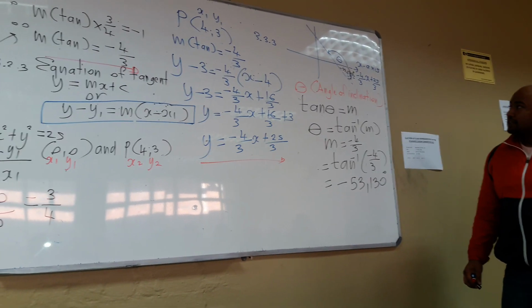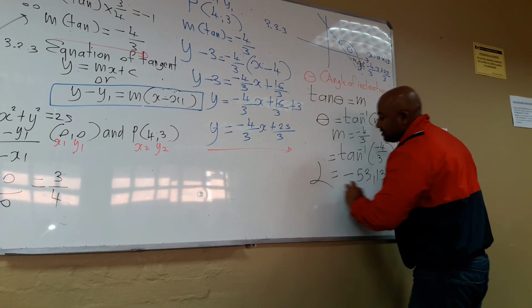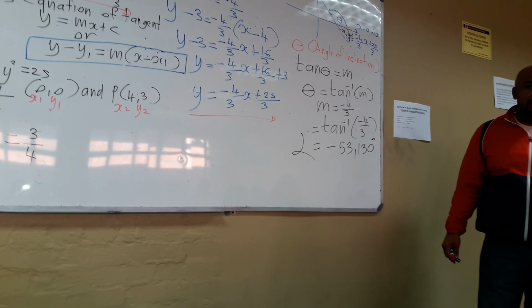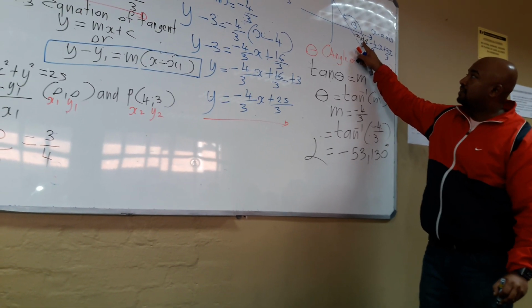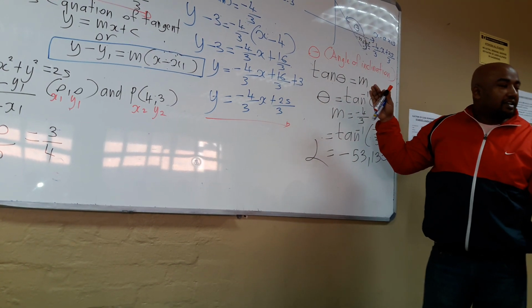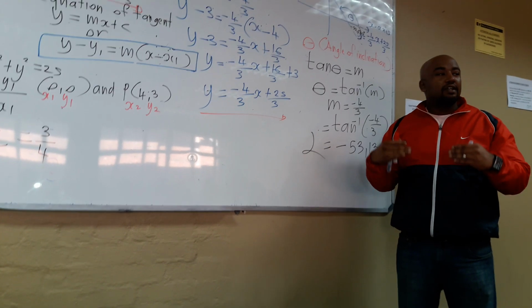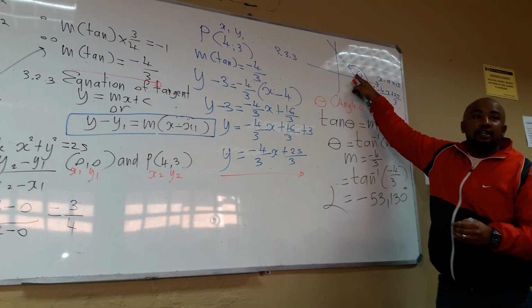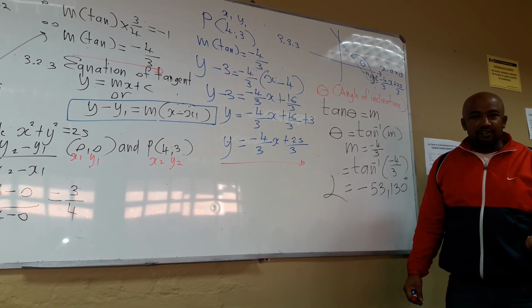Okay. So let's call this one alpha. This is not the theta that we are looking for. Can you see that? We are getting minus 53,130. But we know that this is what? A straight line. And a straight line measures how many degrees? 180 degrees. So this angle plus theta must equal to how many degrees? 180 degrees. You follow?